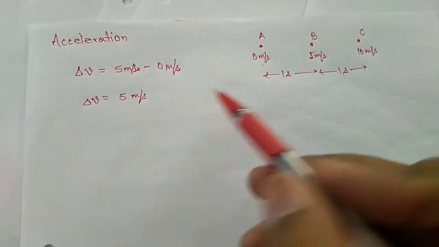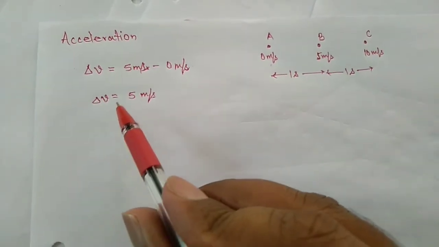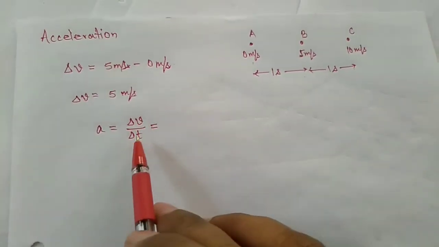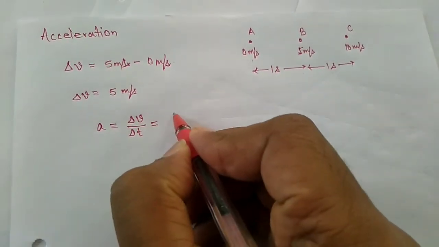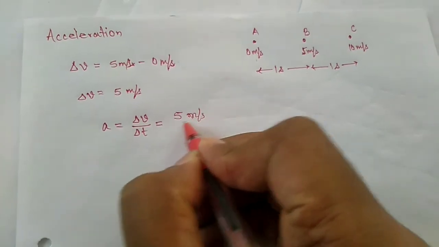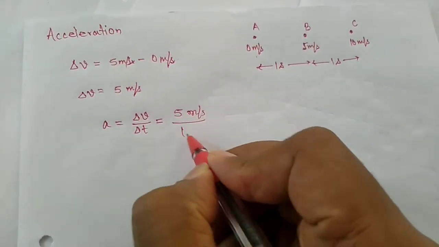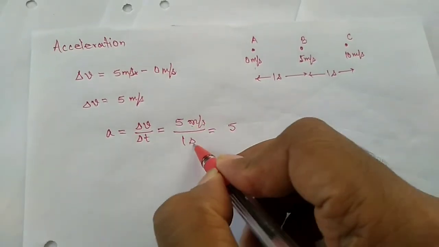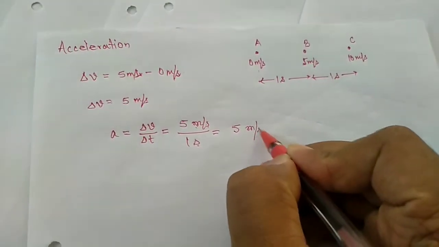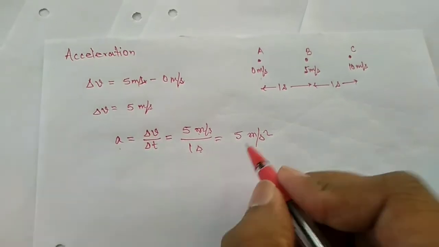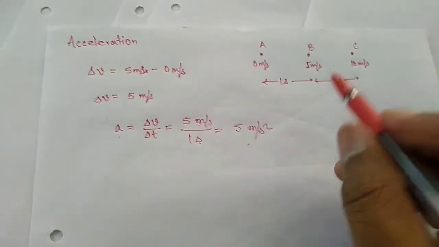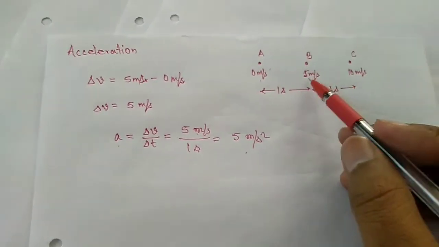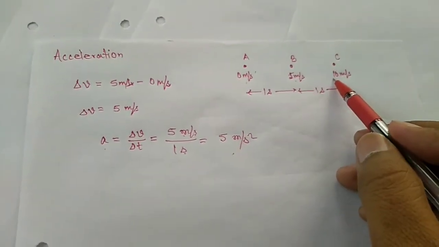According to the definition, acceleration is equal to rate of change of velocity, means change in velocity in a unit time. So velocity change is 5 meter per second, and the change in time is 1 second. On dividing this, it becomes 5, and meter per second divided by second makes meter per second square. So acceleration is 5 meter per second square. You can calculate it for any motion. From here to here it is 5, here 5 to 10 it is still 5 meter per second square.